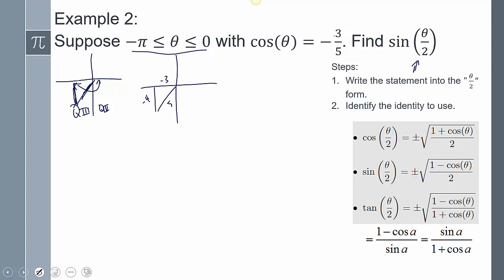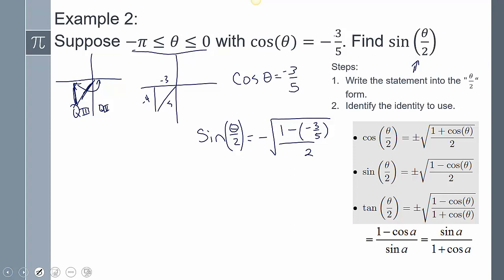So my sine theta, we know that sine on both of these quadrants is negative. So the sine of theta over 2 is going to be negative square root of 1 minus, now the cosine of theta is going to be negative 3/5, all over 2, because the cosine of theta here is going to be adjacent over hypotenuse. I know it's the same thing. You're right, because that's where the triangle is in that quadrant.